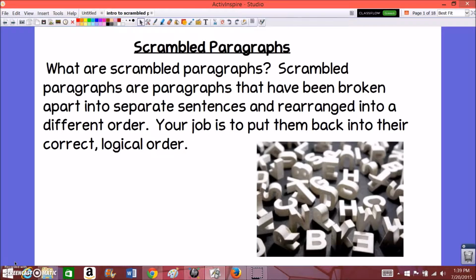Hey guys, this is Miss Arlequin, and in this lesson, I'm going to be introducing you to the scrambled paragraph section of the Specialized High School admissions test. So scrambled paragraphs are basically exactly what they sound like. They're paragraphs that are scrambled. They've been broken apart into separate sentences, and then the sentences are arranged into a different order. And then it's your job to put them back into their correct logical order so that the paragraph makes sense and has a logical flow.